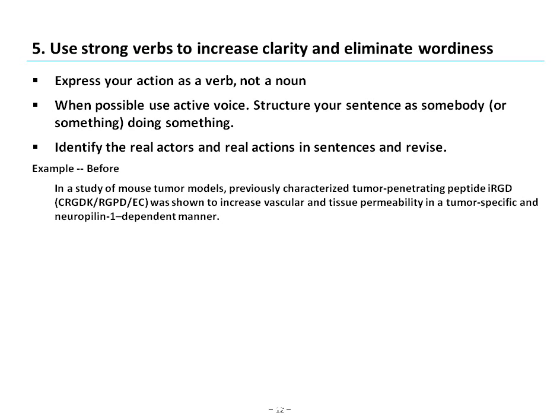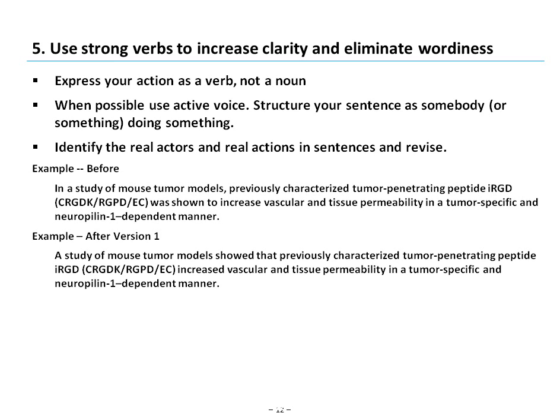In a study of mouse tumor models, previously characterized tumor-penetrating peptide, IRGD, was shown to increase vascular and tissue permeability in a tumor-specific and neuropilin-1-dependent manner. Note that the verb is buried in the middle of the sentence and is passive voice, was shown. Now look at the revision. A study of mouse tumor models showed that previously characterized tumor-penetrating peptide, IRGD, increased vascular and tissue permeability in a tumor-specific and neuropilin-1-dependent manner. Now the study is the actor.